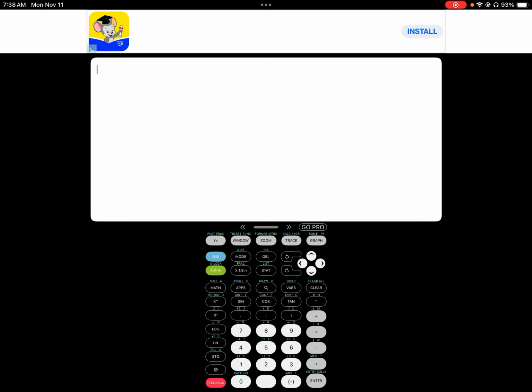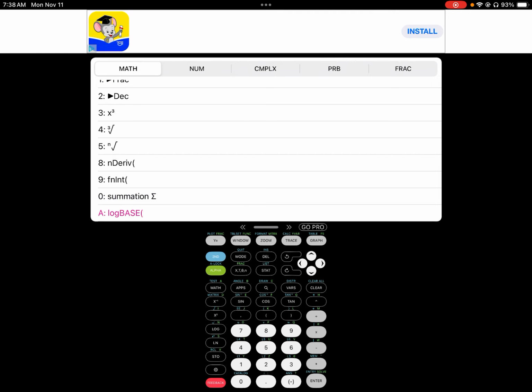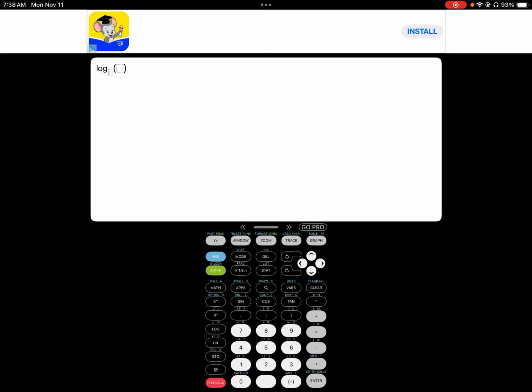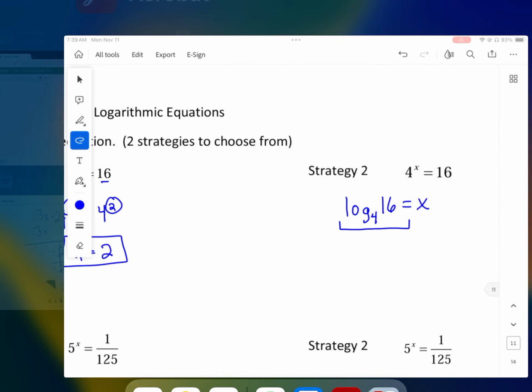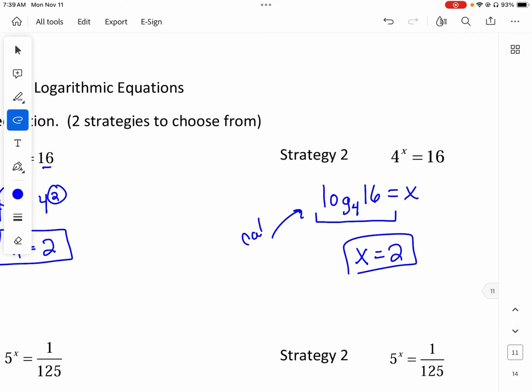Let me clear all that out. Okay, so we can go to math and go down to letter A, log base. So I'm going to do log base 4 of 16 is 2. So it's the same thing that we got. So x equals 2. Okay, so that was using the calculator. So I'm just going to make a note, calculator.